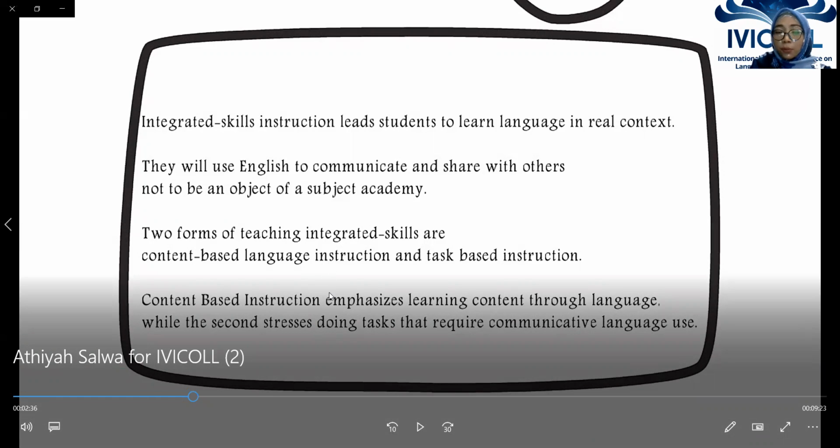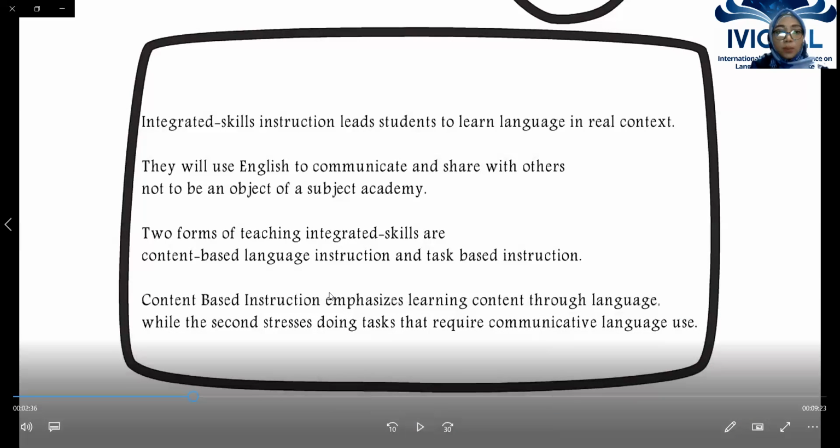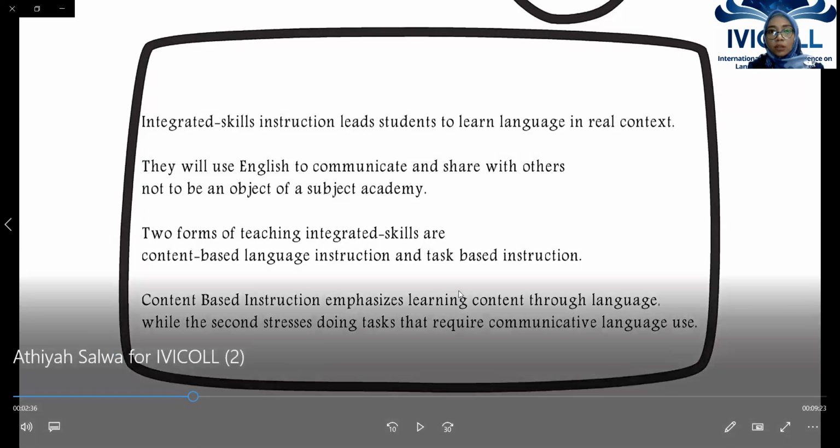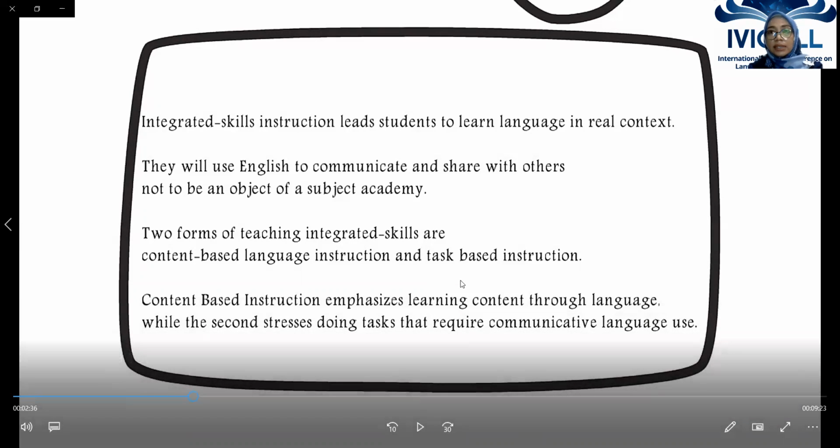The two kinds of methods are different because the content-based approach emphasizes learning content through language, as we can see in international classes where teachers use English to explain mathematics, geography, maybe science or other subjects. In content-based instruction, students practice all the language skills in a highly integrated and communicative fashion while learning content, as I already mentioned.